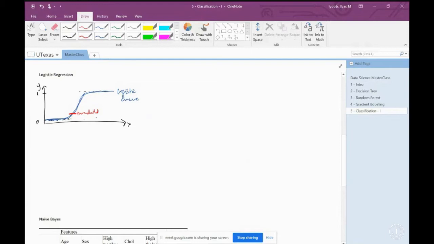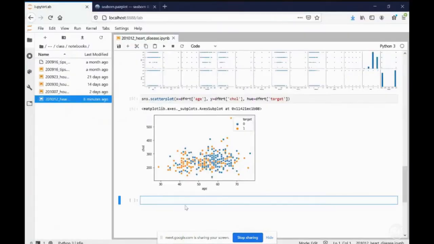So let's go ahead and build that model and then see what we get. I know this might be a refresher for some of you, but let's start with this and then let's try to make it better. All right, so let's build a logistic regression model.